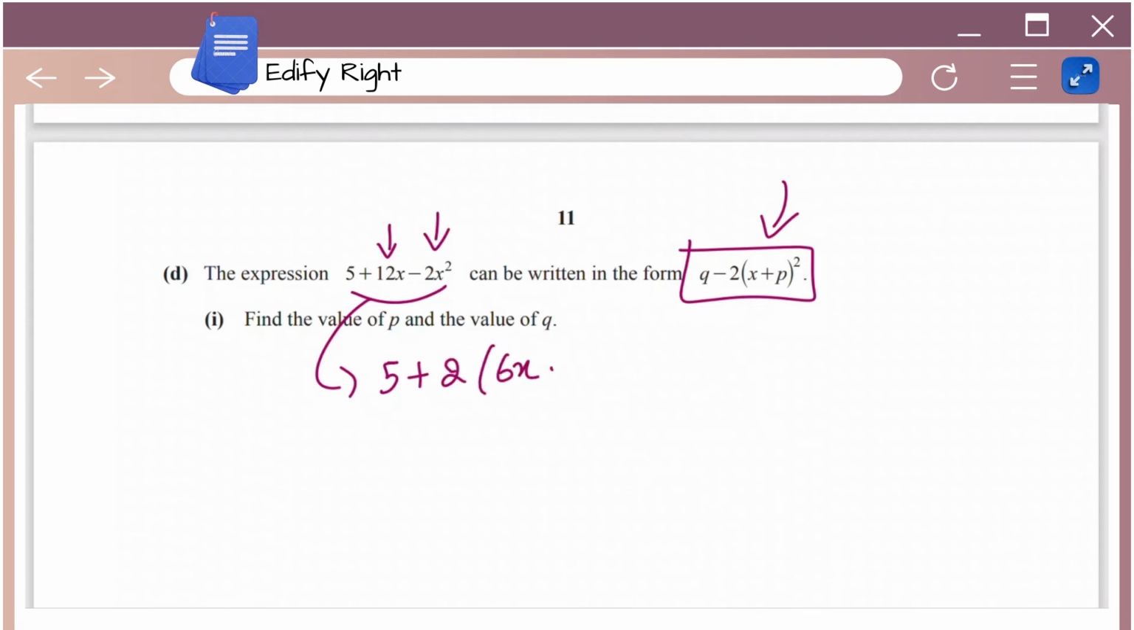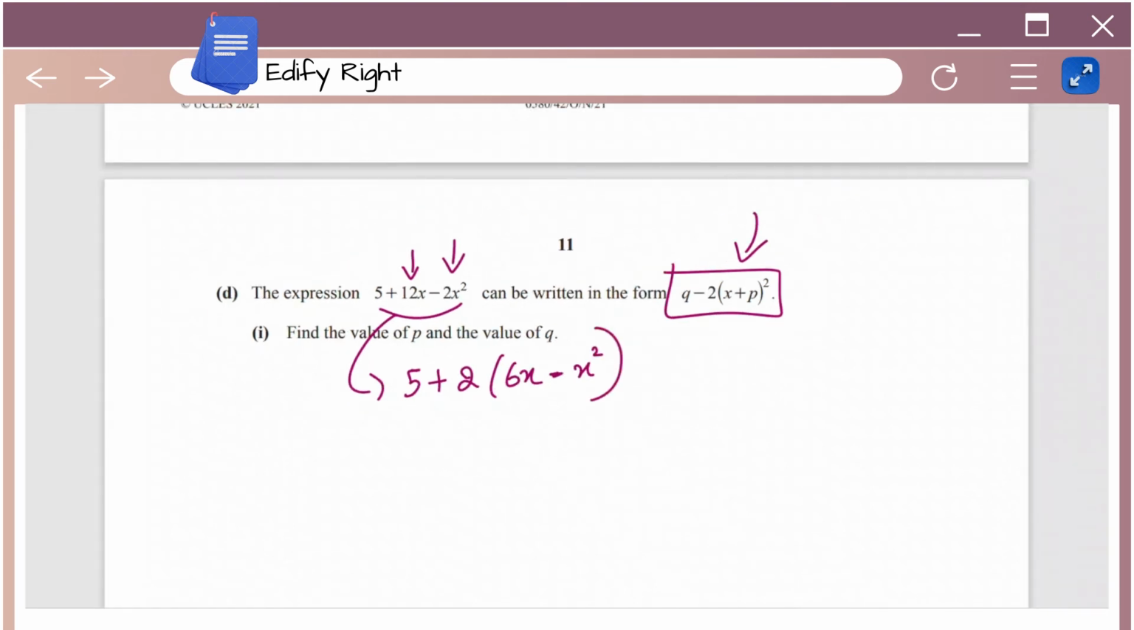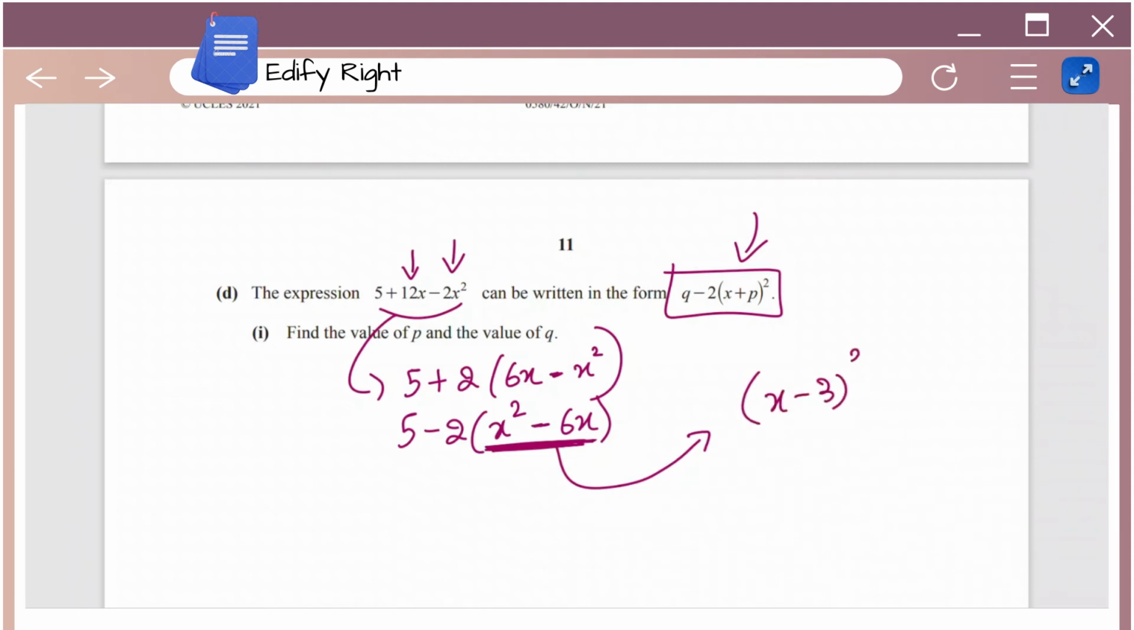So I'm going to do just that. So I'll get 6x minus x square. I'll take minus 2 common because I want x square to be the first term inside the bracket. So this is the first step. I'm just taking minus 2 common in the last 2 terms. Now this term I can write as (x minus 3) whole square minus 9.